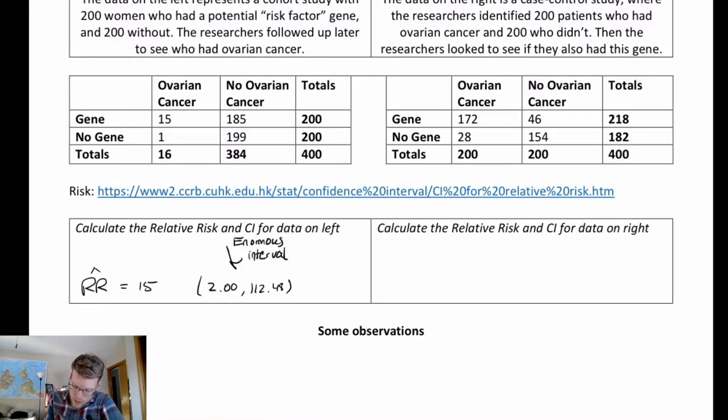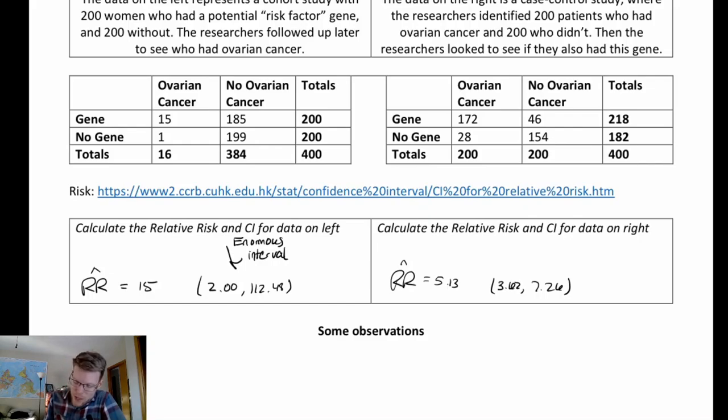So it's going to be 5.13, and my interval is 3.62 to 7.26, I believe. So that interval is a whole lot better. However, this relative risk calculation is problematic, and that's because I am assuming that this is natural incidence of ovarian cancer when it is not in this particular group.